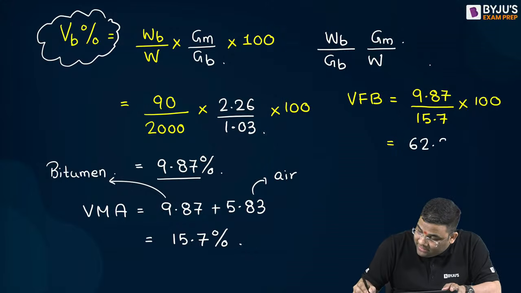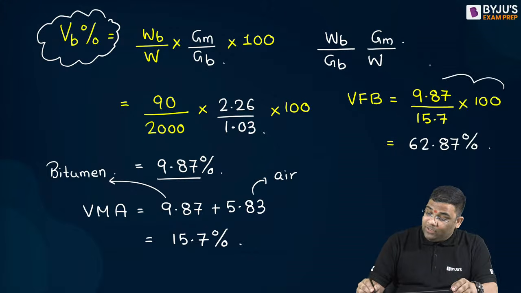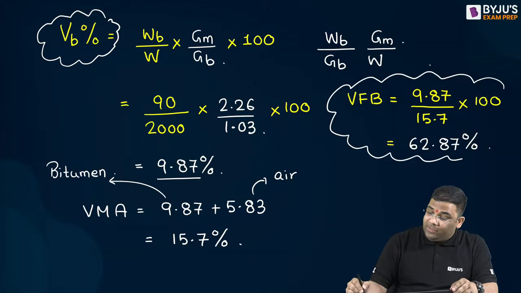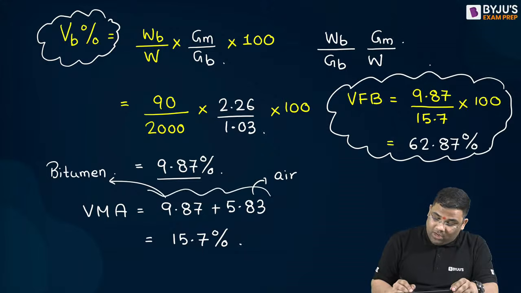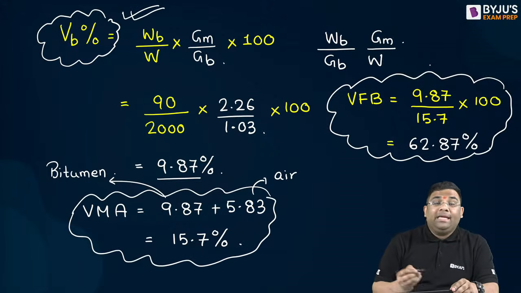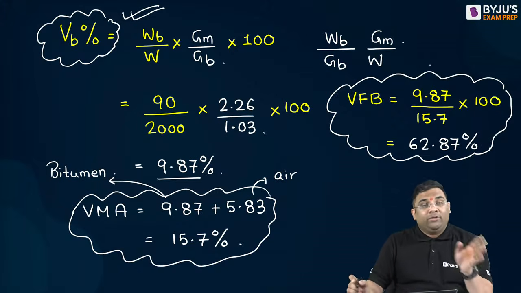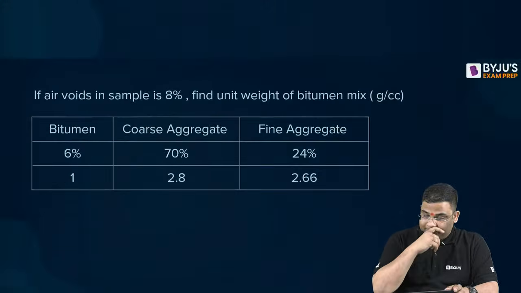62.87. So you can see that in the examination, they will not ask you everything, but you now know how to find out VFB, you now know how to find out VMA, you now know how to find out VB, and then air voids. Now they can ask you some other questions also related to these formulas, like this question.